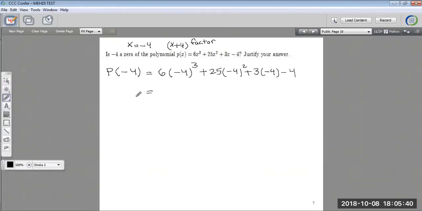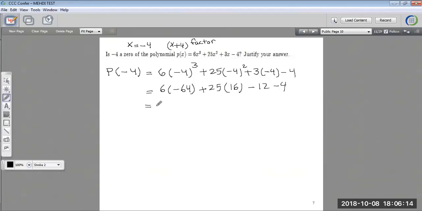So we get 6 times negative 4 to the power of 3, which gives me negative 64. Then here I have plus 25 times negative 4 squared, which gives me 4 times 4, which would be 16. That would be minus 3 times negative 4, which would be 12, minus 4. So you can work this out.